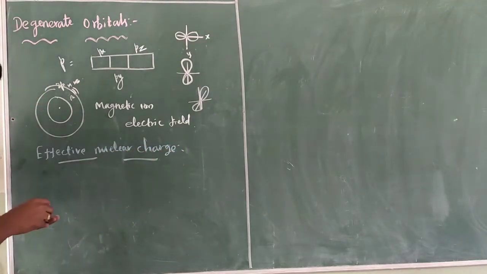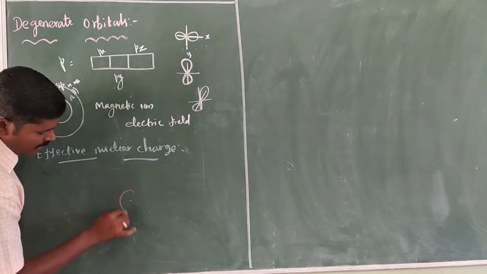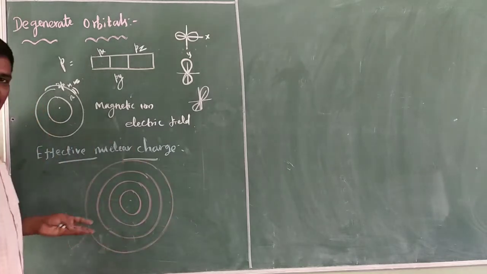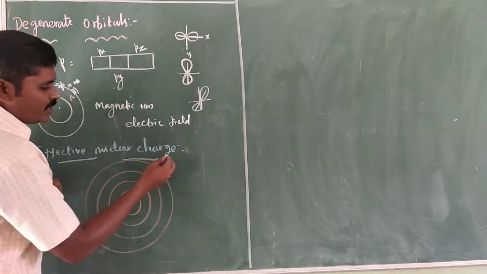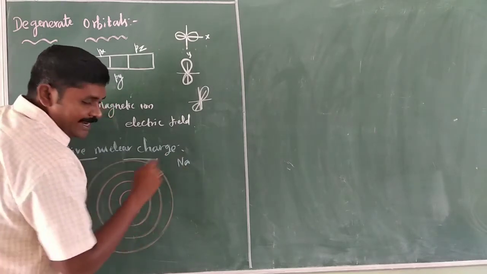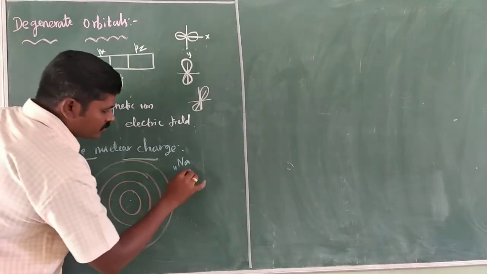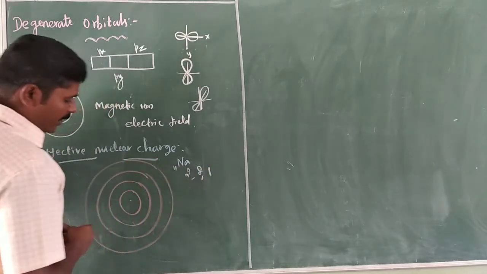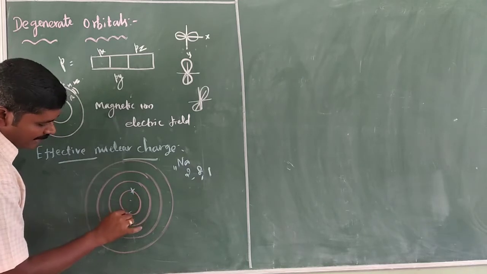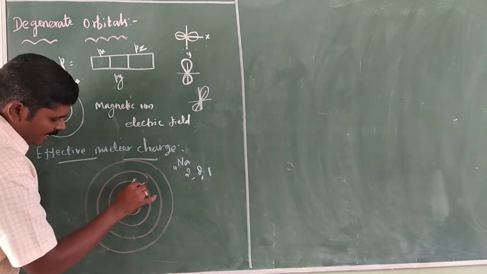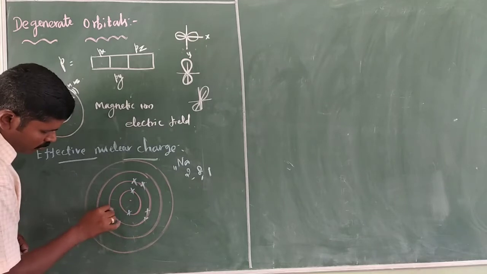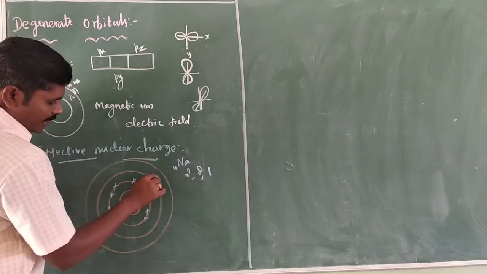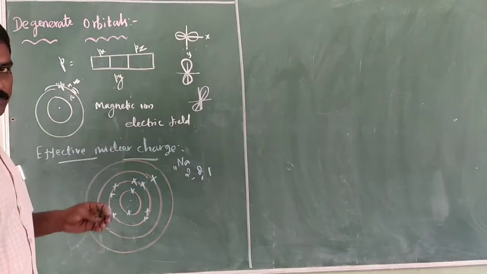Effective nuclear charge in a multi-electron atom. For example, sodium, Na, atomic number 11, with configuration 2, 8, 1. In the first orbit there are 2 electrons, in the second orbit 8 electrons, and in the last orbit 1 electron.